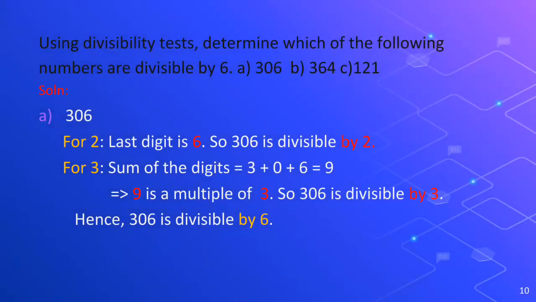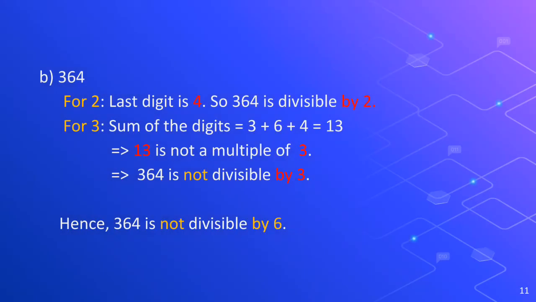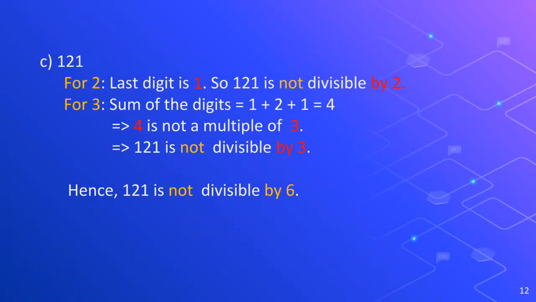In the first case, you are getting the number 306 is divisible by 2 and also divisible by 3. So, the final answer is divisible by 6. In the second one, the number 364 is divisible by 2 but not divisible by 3. So, we conclude that it's not divisible by 6 also. In the third one, it's not divisible by 2 and also not divisible by 3. So, we conclude that 121 is not divisible by 6.